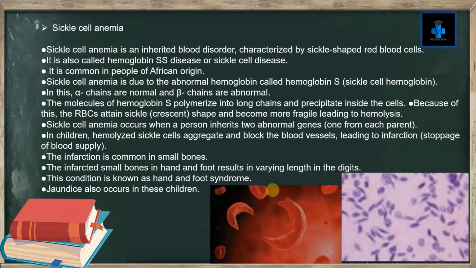In children, hemolyzed sickle cells aggregate and block the blood vessels, which leads to infarction or stoppage of blood supply. The infarction is common in small bones. The infarcted small bones in hand and foot result in varying length in the digits. This condition is known as hand and foot syndrome. Jaundice also occurs in these conditions. So, this is the microscopic view of sickle cell anemia.